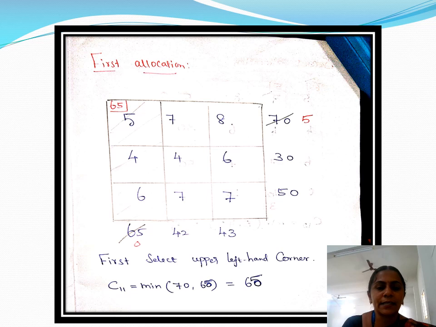So here we see the first allocation. We have to choose the upper left corner cell, that is C11, first row, first column. C11 is equal to the minimum of supply value 70 and demand value 65. The minimum value is 65, so C11 is equal to 65. We allocate 65 in the first cell and cross out the first column, since its demand is balanced, so it is 0. In the first row the remaining value 5 is there, so write it here.